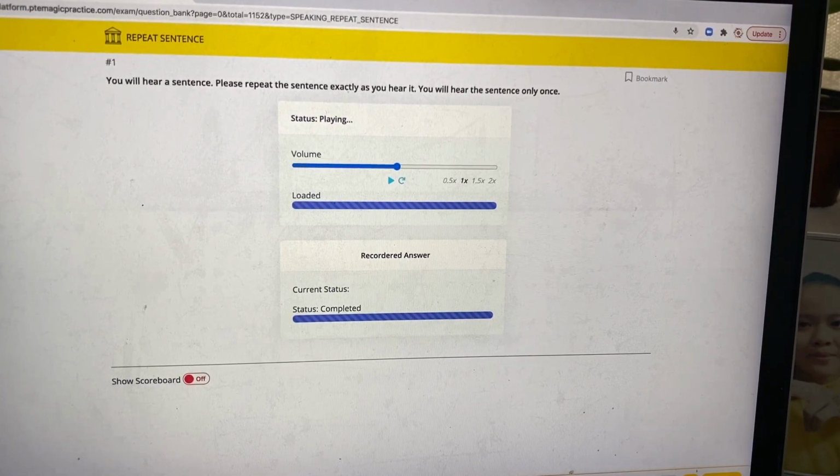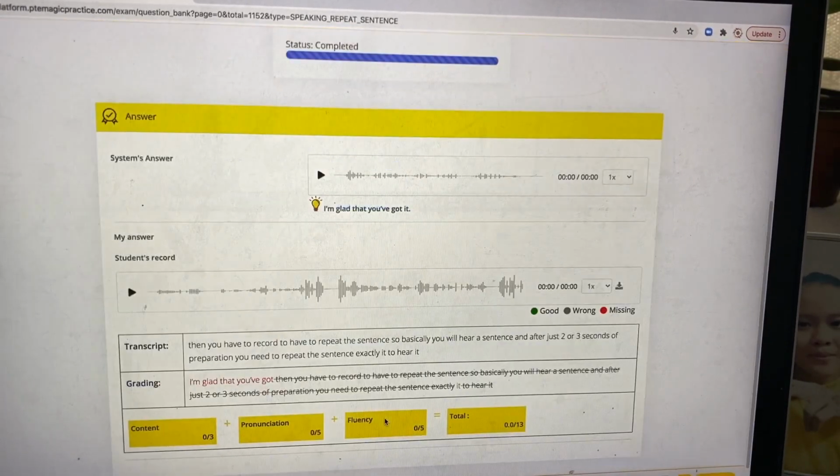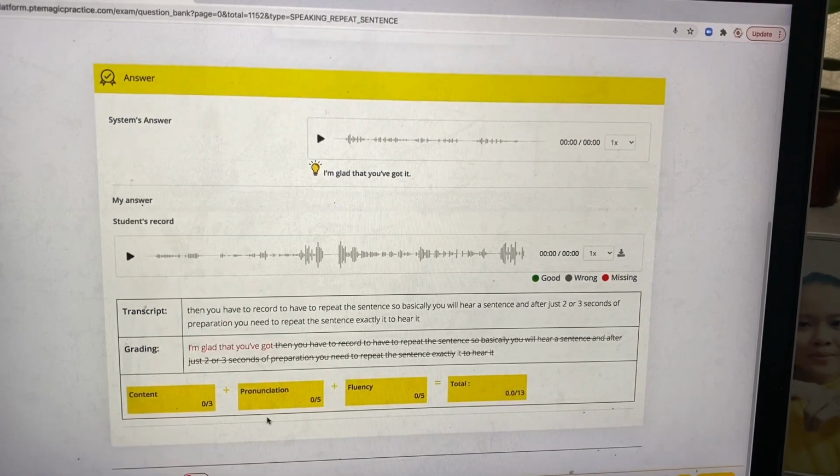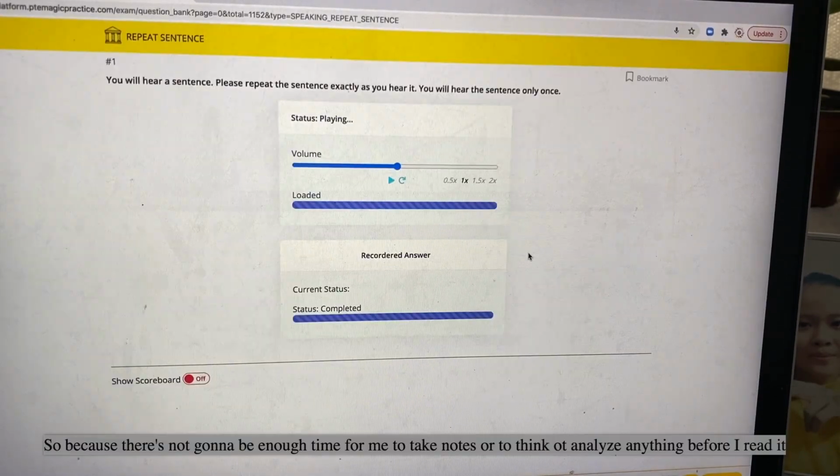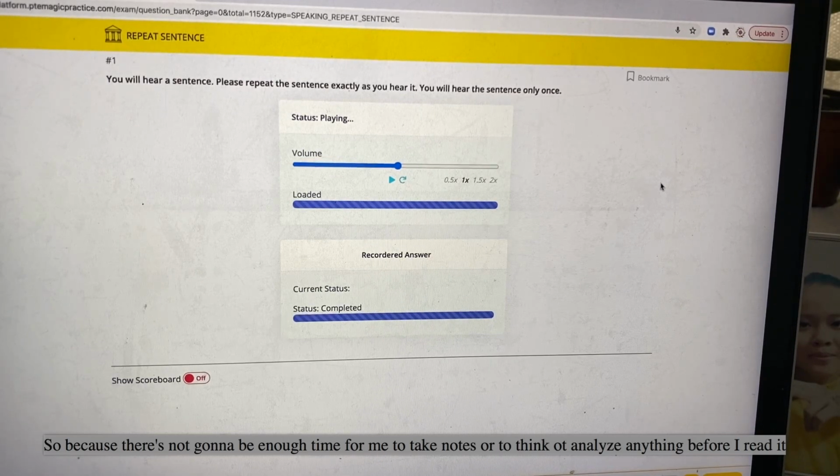So consider how it is scored. We have content 3 points, pronunciation 5 points, and fluency 5 points. So from here, I know that I need to focus more on pronunciation and fluency rather than content, because there's not going to be enough time for me to take notes or to think or to analyze anything before I read it.